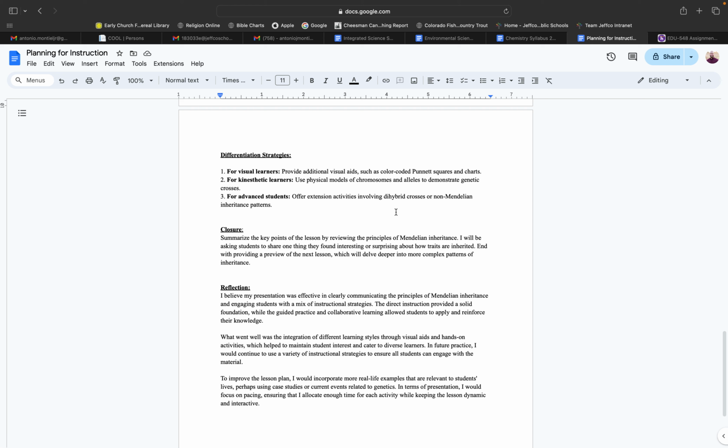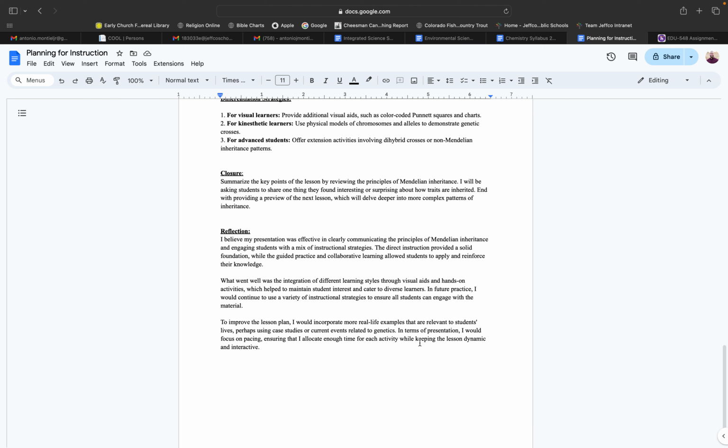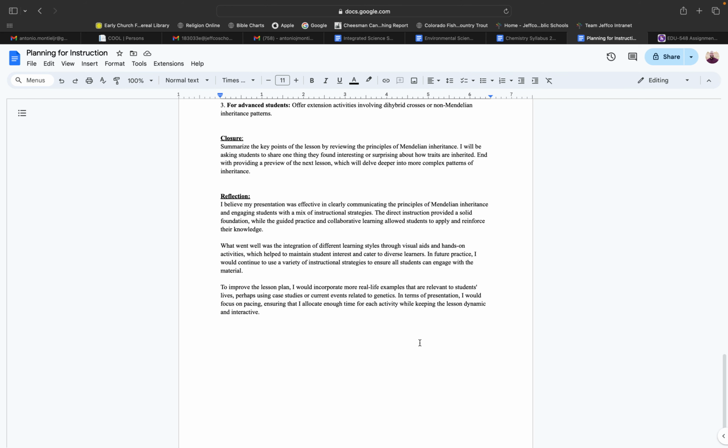All right, and then closure. We summarize the key points of the lesson by reviewing the principles of Mendelian inheritance. I will ask students to share one thing that they found interesting or surprising about how traits are inherited. We end by providing a preview of the next lesson, in which we dive into deeper, more complex patterns of inheritance, such as, again, those genetic mutations.